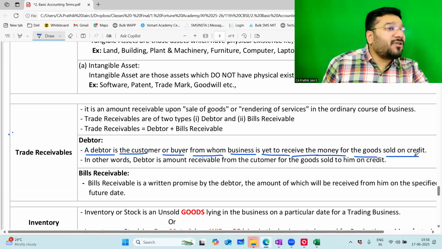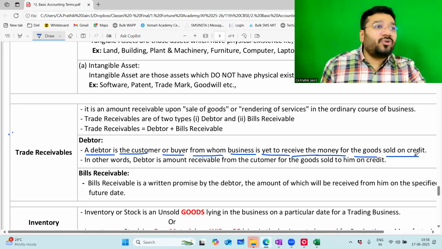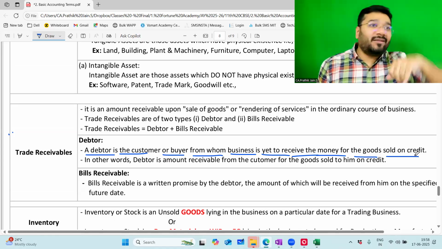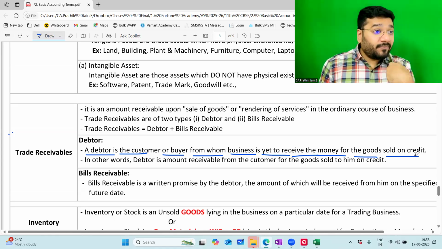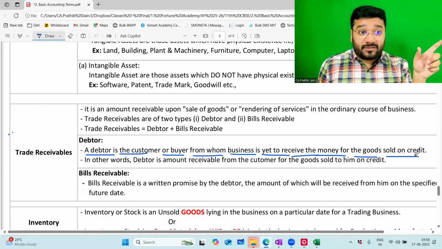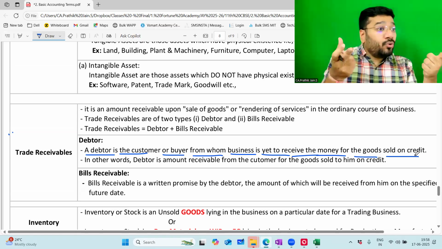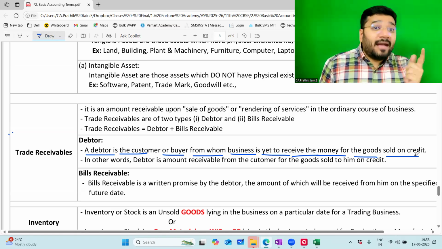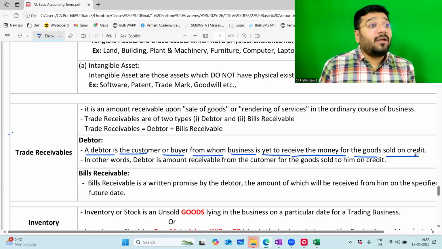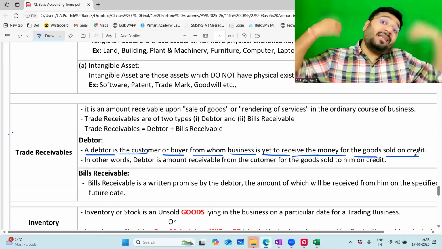Or let's suppose I'm in the business of buying and selling chocolates. I sold chocolates to you. You said, sir, I'll make the payment after 1 month. So who are you to me? Customer in the local language. But in accounting, customer is called as debtor. So I sold goods to you. So for me, you are a debtor. And debtor is that person, that customer from whom I will receive the money in future.